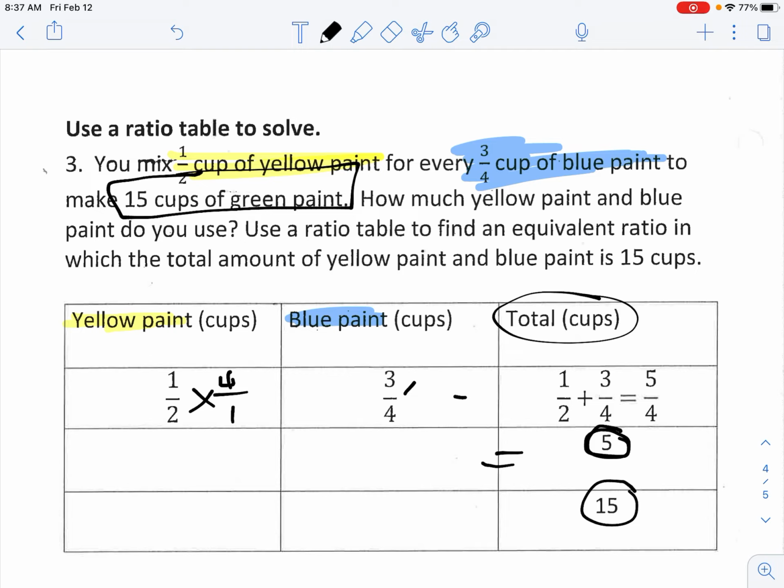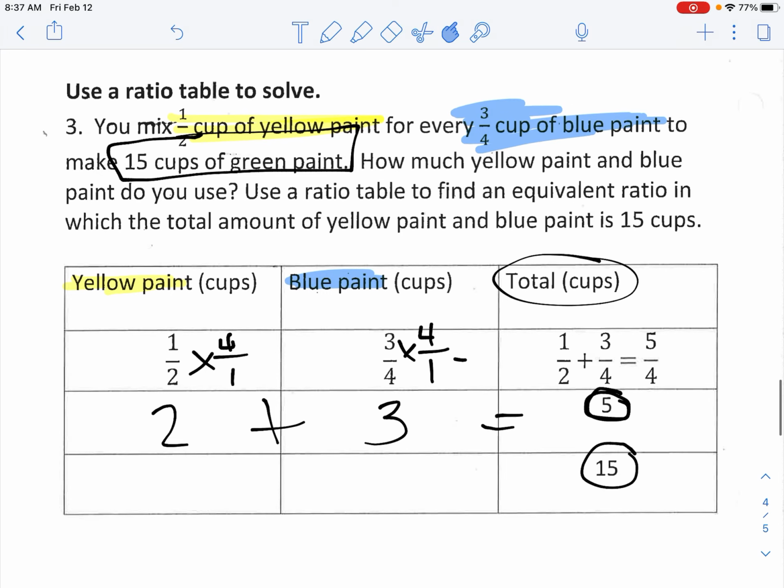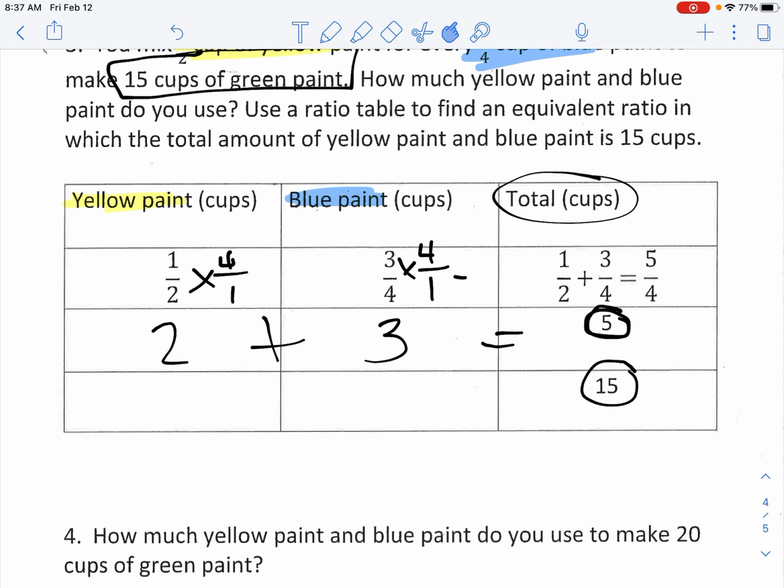Okay, so that would be 4 halves, which would be 2 cups of yellow. And if I multiply my 3/4 times 4, that would be 12/4. 12 divided by 4 is 3. Is 2 plus 3 equal to 5 cups? Yes. 2 plus 3 is 5. Okay. Now, I'm trying to get up to 15.